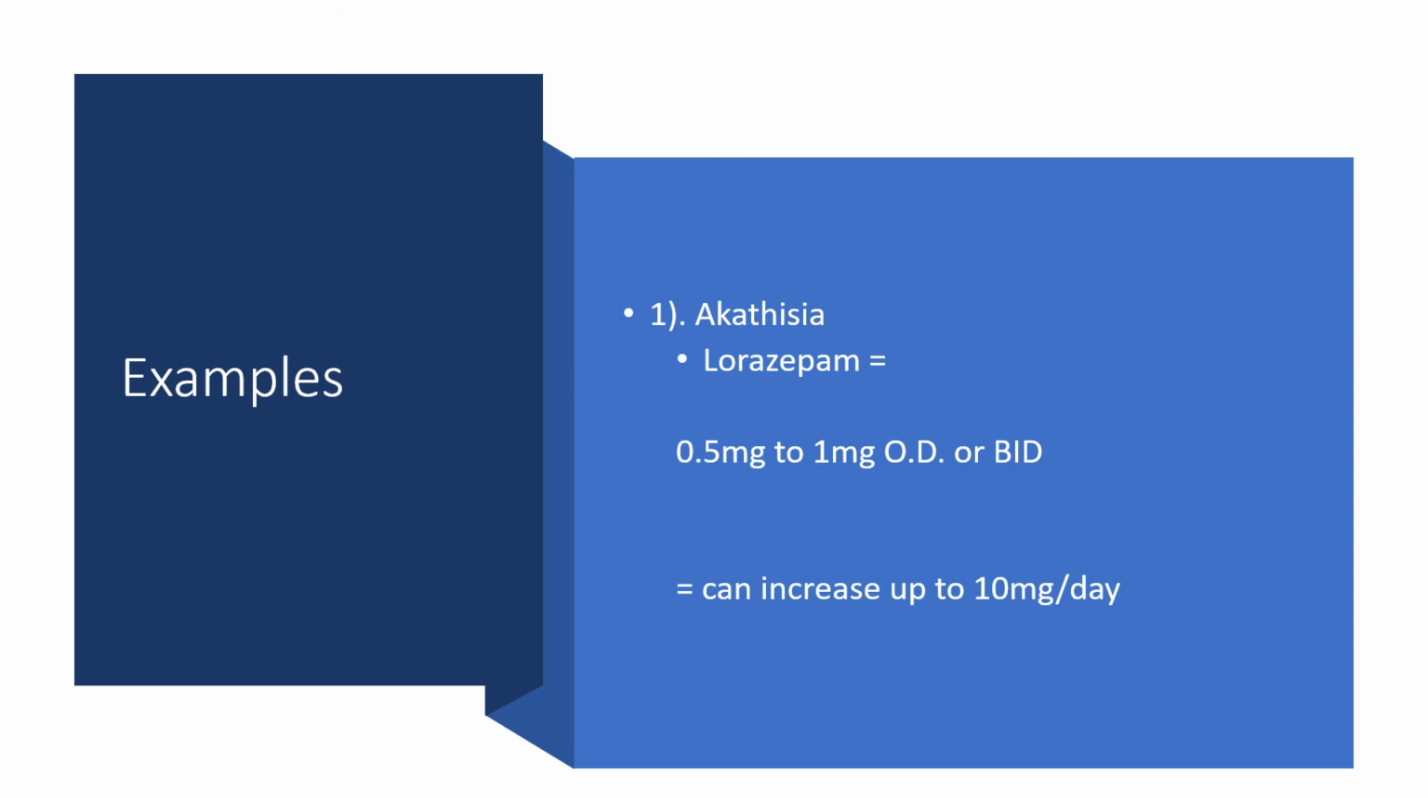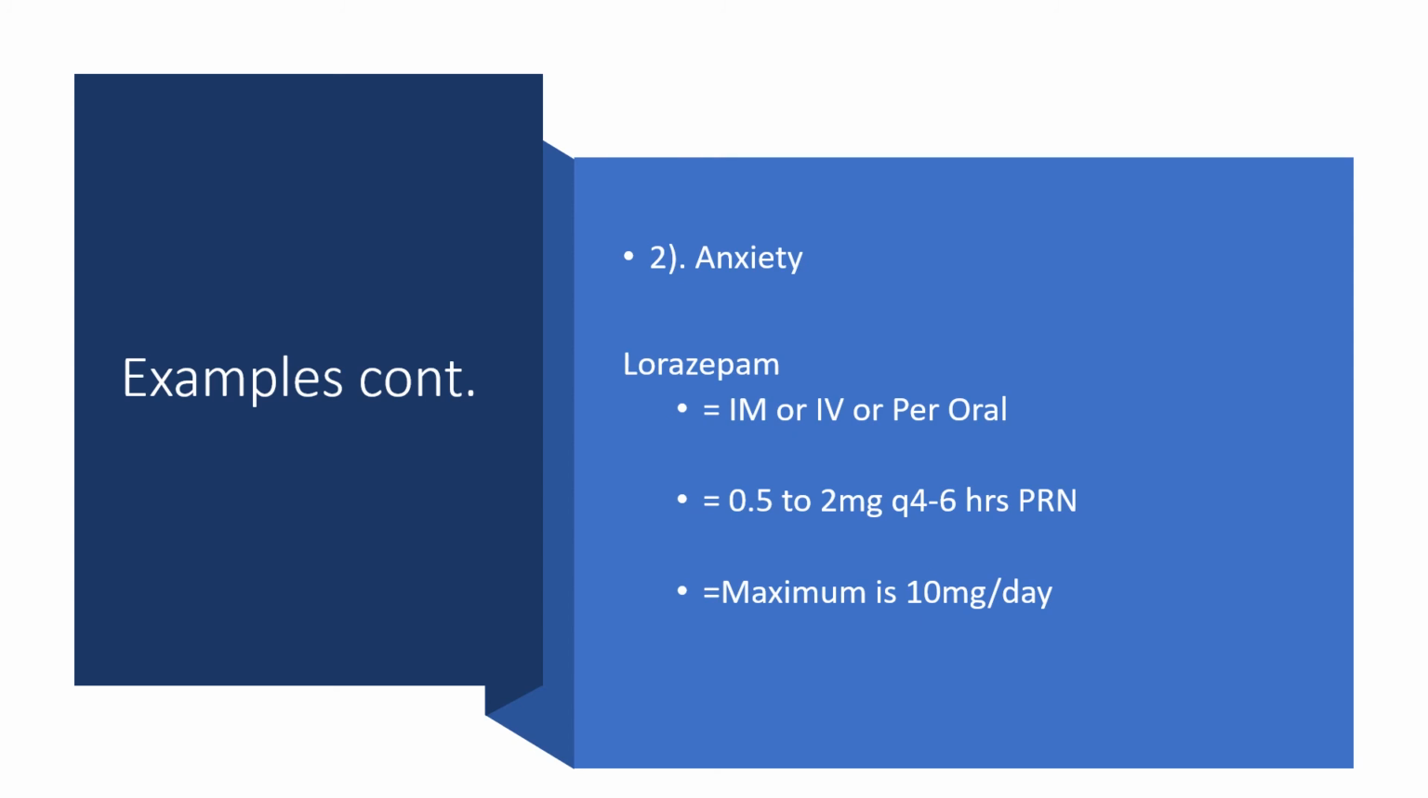Examples where we can give lorazepam will be akathisia, and here we can give lorazepam at 0.5 milligram to 1 milligram once daily or twice daily. We can increase up to 10 milligram per day. The second example is while treating anxiety, as an anxiolytic agent. We can give lorazepam here intramuscularly, intravenously, or per oral, from 0.5 to 2 milligram every 4 to 6 hours as may be required. The maximum dose here is 10 milligram per day.